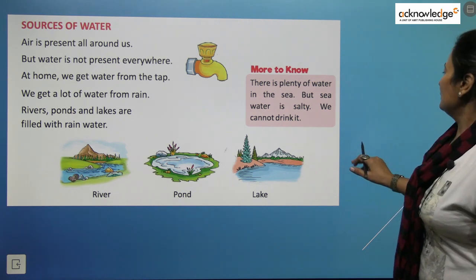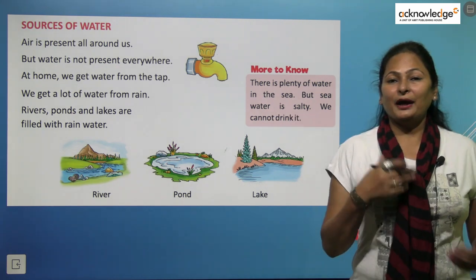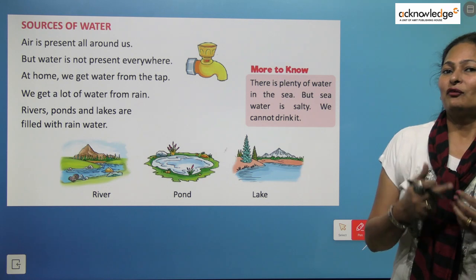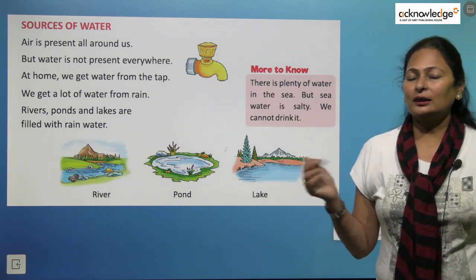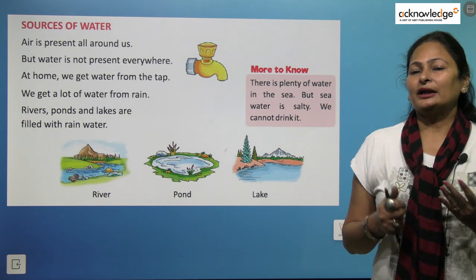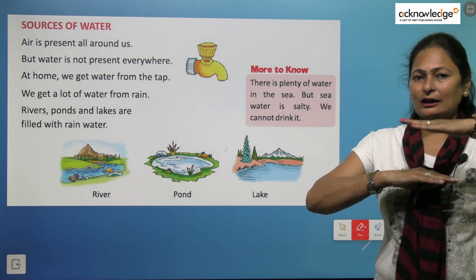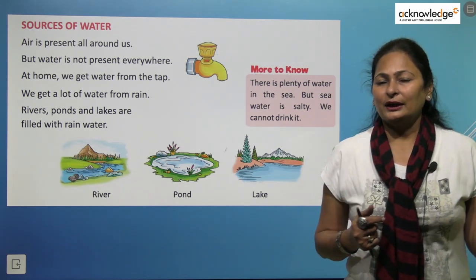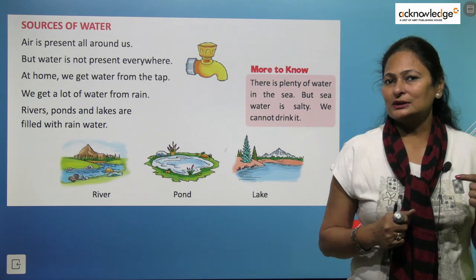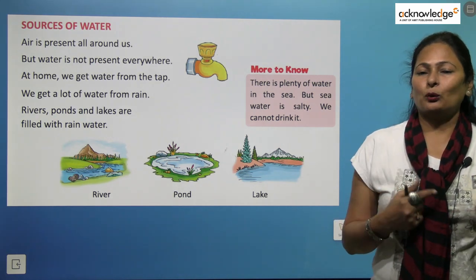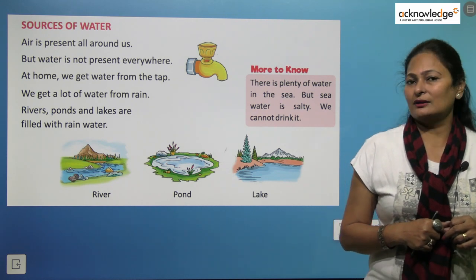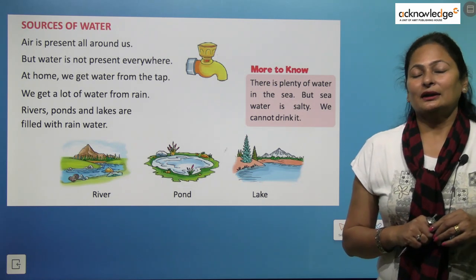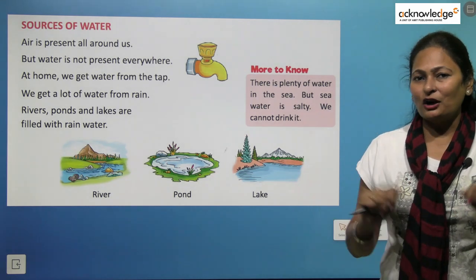Next is sources of water. The main source of water on earth is rain, alright. When it rains, it fills all the water bodies. Children, we get water on the surface of the earth and below the ground. We get water from the surface of the earth. Now, what water bodies do we have on the surface of earth? Like ponds, rivers, lakes, seas, oceans, that are all found on the surface of earth.